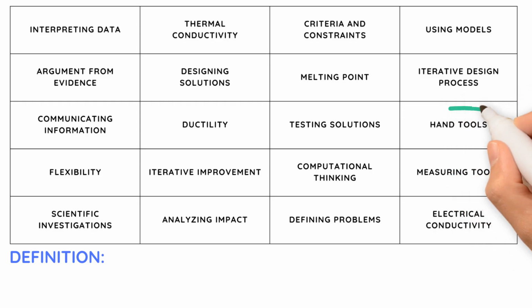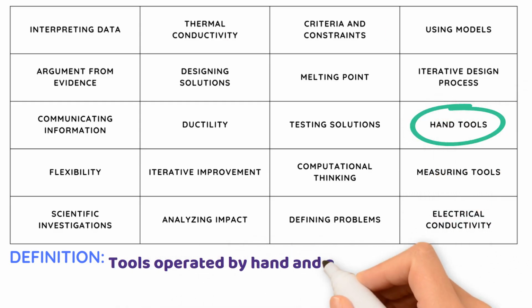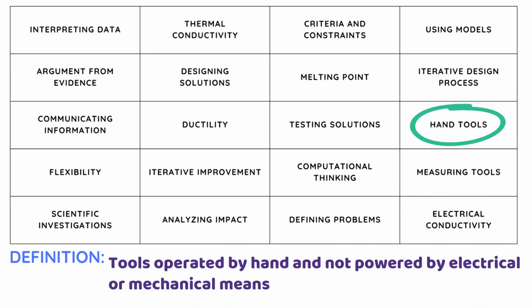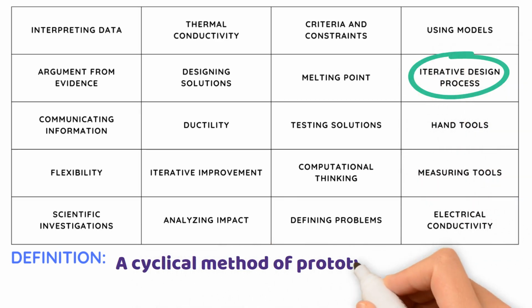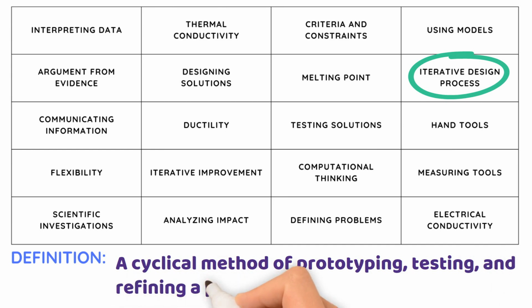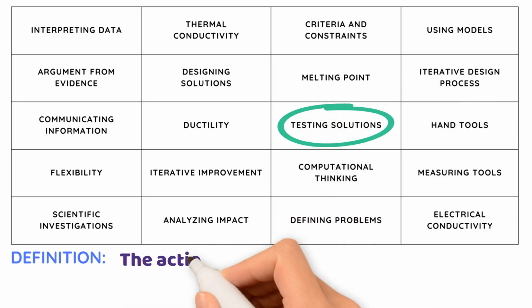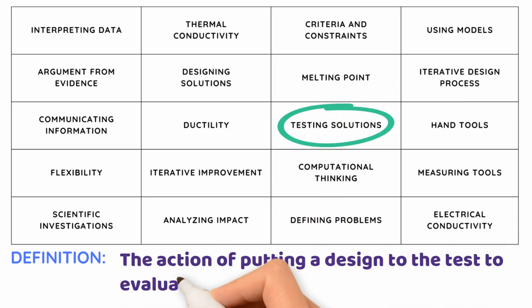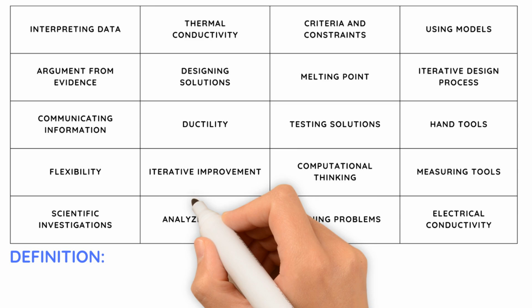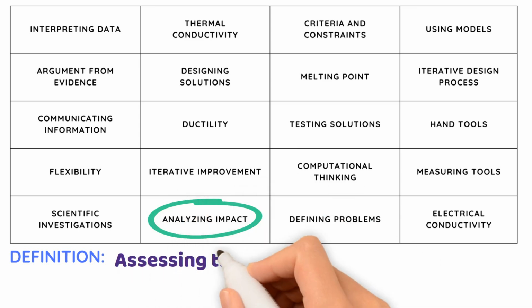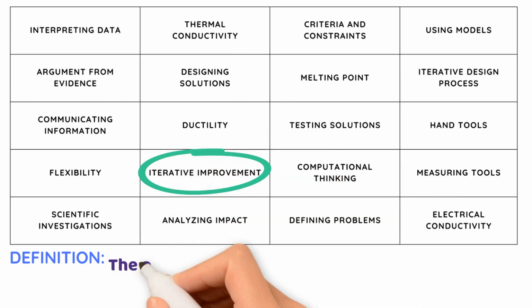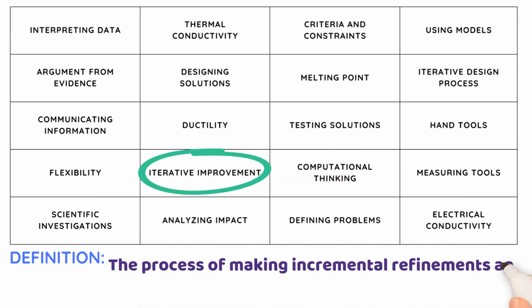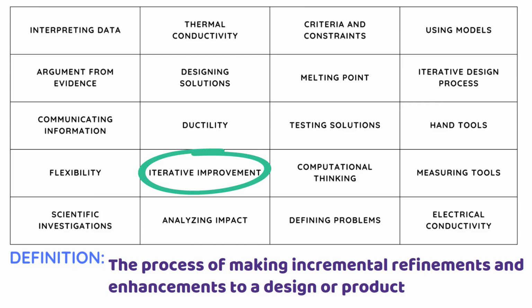Hand tools: tools operated by hand and not powered by electrical or mechanical means. Iterative design process: a cyclical method of prototyping, testing, and refining a product or process. Testing solutions: the action of putting a design to the test to evaluate its functionality. Analyzing impact: assessing the effects and outcomes of a solution or decision. Iterative improvement: the process of making incremental refinements and enhancements to a design or product.